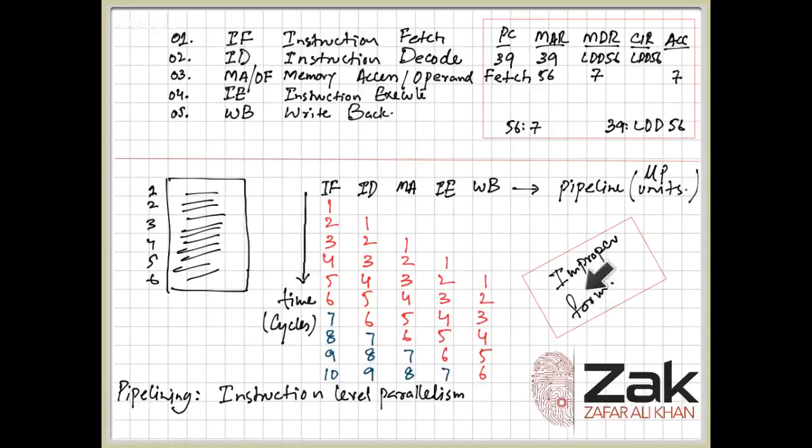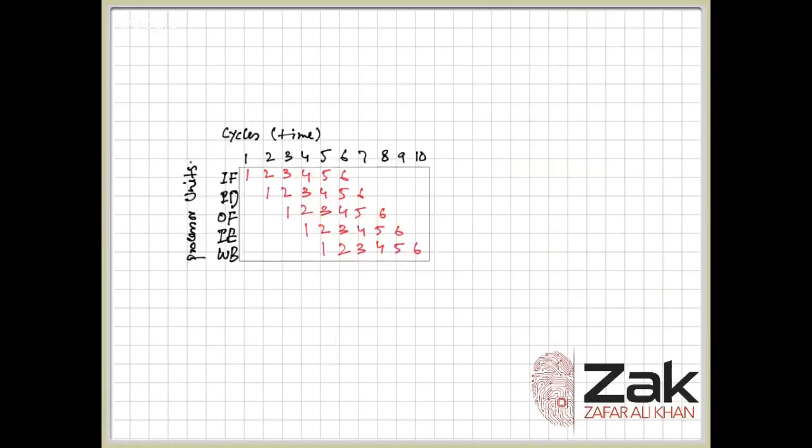So this is an improper form of showing it. So this is one cycle. All right. Let's see how. This is the improper form. This is the proper form.